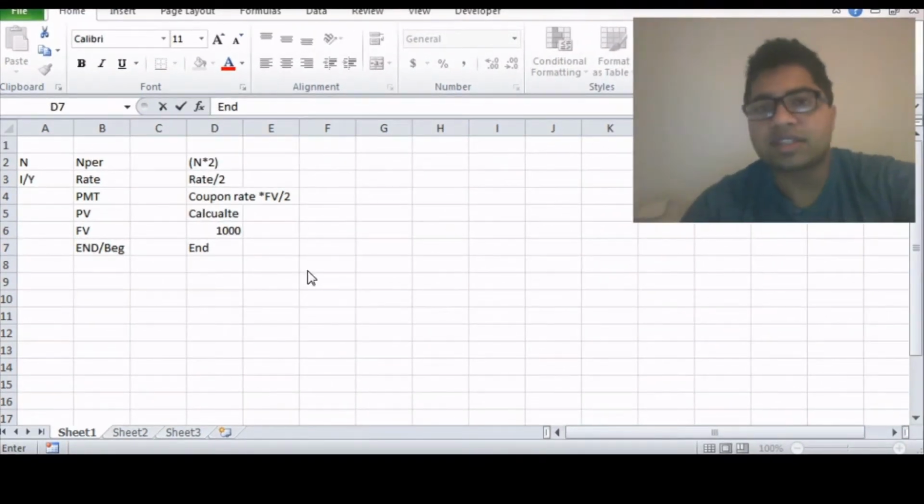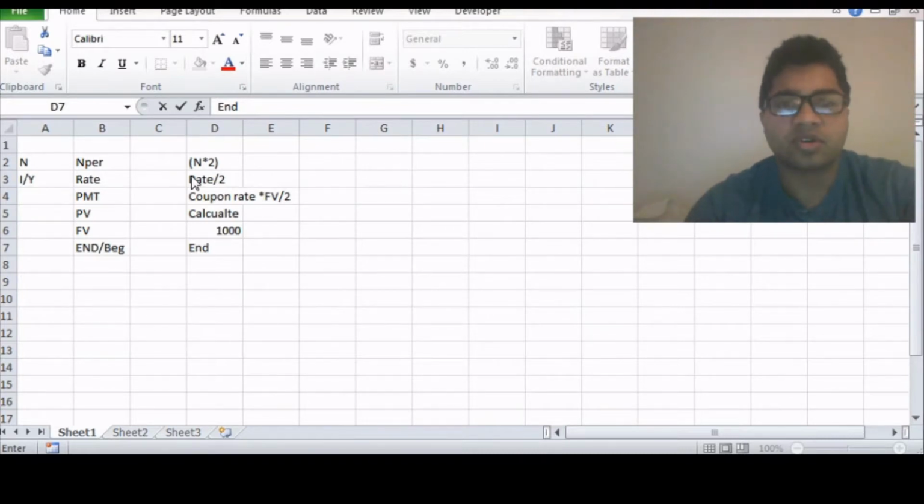Once again, whenever you are calculating questions about bonds, whatever n is given should be multiplied by 2 unless the bond is annual. The rate is divided by 2. PMT you find by coupon rate multiplied by future value divided by 2. PV you have to calculate. Face value or par value is given. Signs are important: PMT and face value should have the same signs. And by default, bond calculations are done in the end mode.